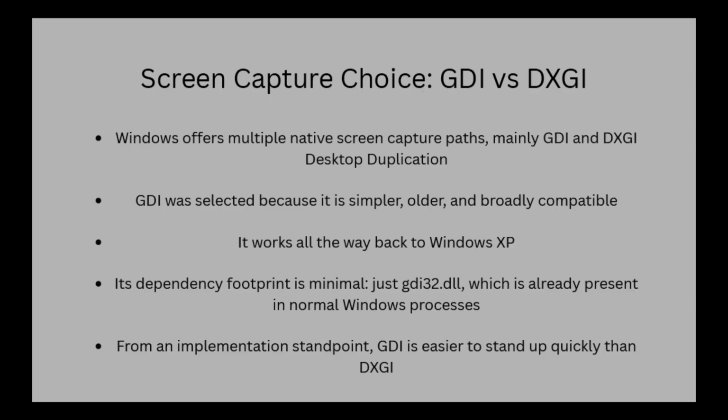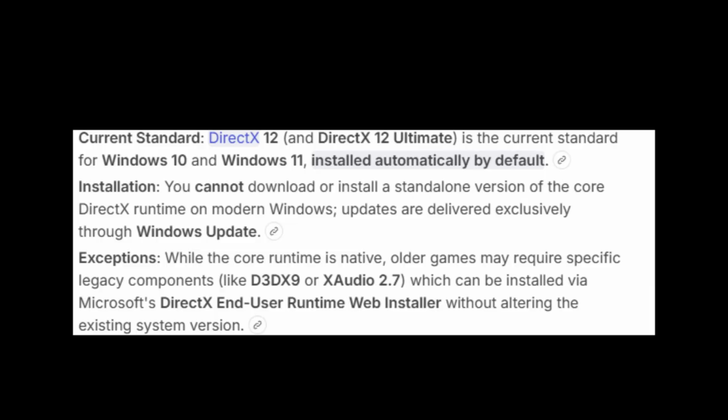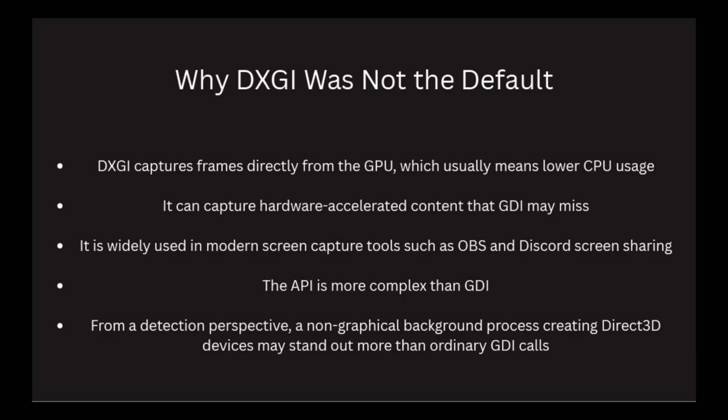I do want to talk about DXGI because it's a pretty strong alternative and it deserves to be talked about. DXGI desktop duplication captures frames directly from the GPU, which means lower CPU usage. It can capture hardware accelerated content that GDI misses. It's what OBS, Discord screen share, and most modern capture tools use. There are some drawbacks though. It's only available on Windows 8 and onward. The API is also more complex.